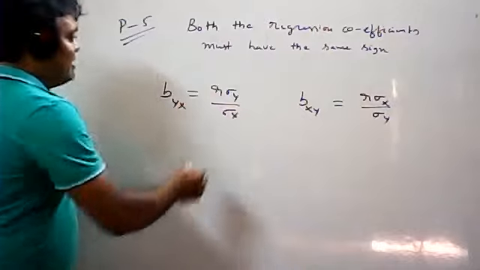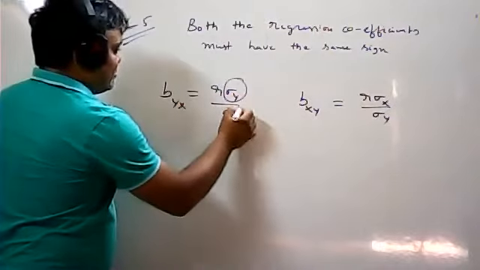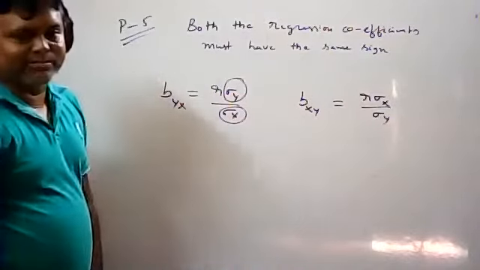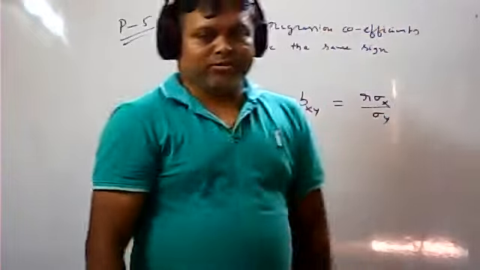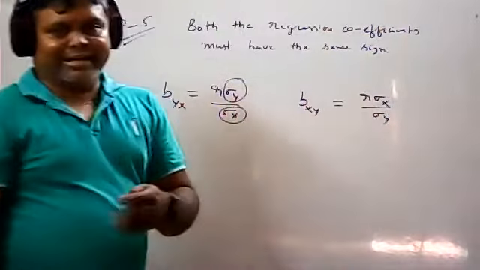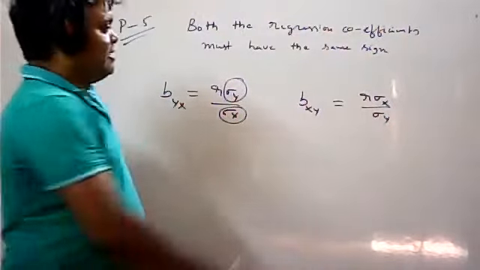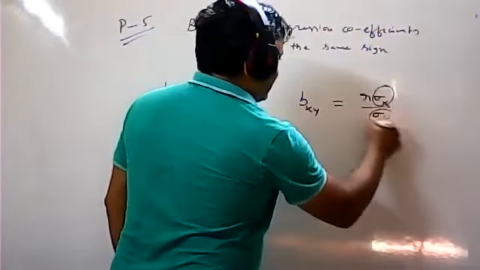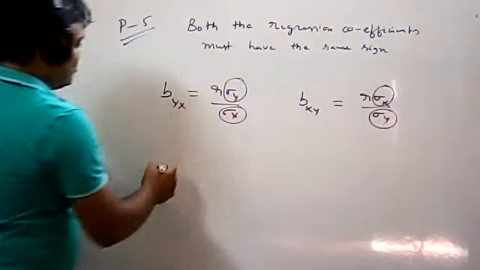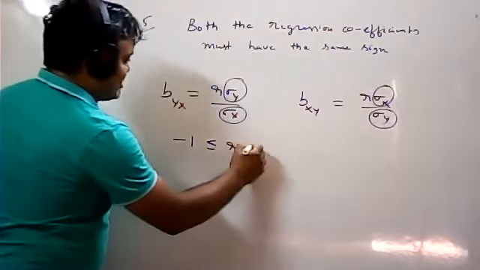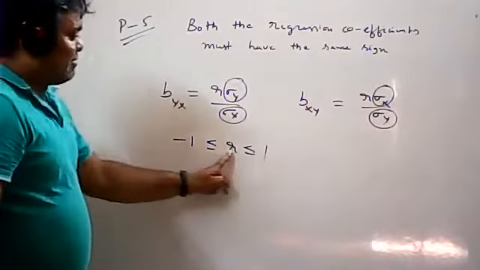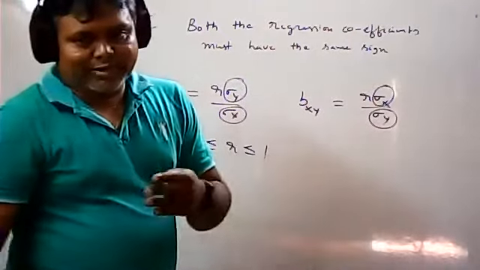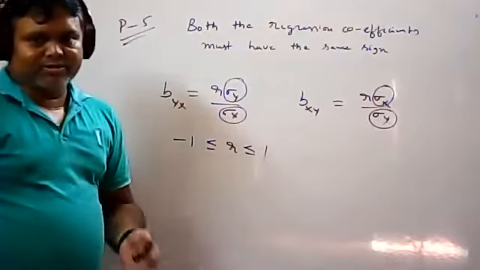If you observe here, standard deviation cannot be negative. Sigma x, sigma y is always positive, greater than or equal to 0. Either 0 or positive. You won't get any negative values for standard deviation. So in this, sigma x and sigma y, you will get positive values only. Only thing is, you know the limits of correlation coefficient. What are the limits of correlation coefficient? -1 to +1. So that means either R value will be positive or R value will be negative. If R value is 0, no problem.